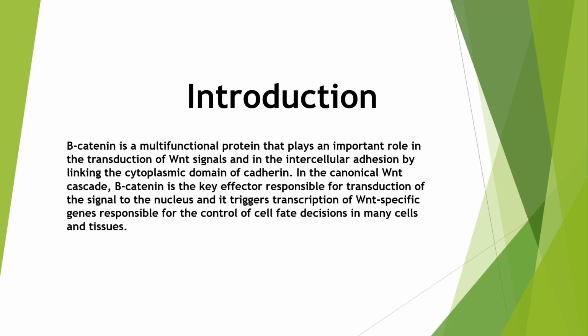Introduction of beta-catenin. Beta-catenin is a multifunctional protein that plays an important role in the transduction of catenin signals and in the intercellular adhesion by linking the cytoplasmic domain of cadherin in the canonical catenin cascade. Beta-catenin is the key factor responsible for transduction of the signal to the nucleus, and it triggers transcription of beta-specific genes responsible for the control of cell fate decision in many cells and tissues.